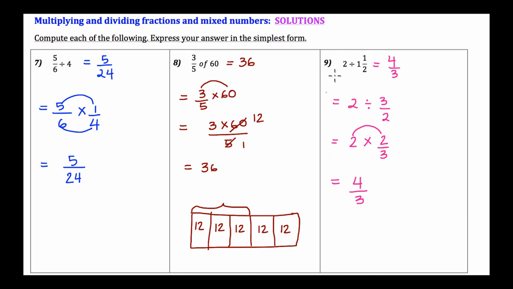Or since I've started with a mixed number, I should actually convert this back into a mixed number. So 4/3, since it's more than a whole, I can make it into a mixed number, which is 1 and 1/3. So 2 divided by 1.5 is 1 and 1/3.